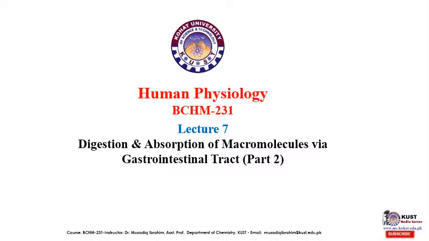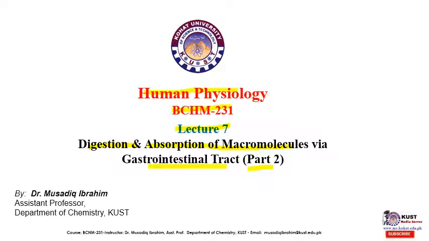Okay, students, so this is human physiology, and the course code is BCHM231. This is lecture 7, and the topic is digestion and absorption of macromolecules through the gastrointestinal tract, and this is part 2 of this topic.